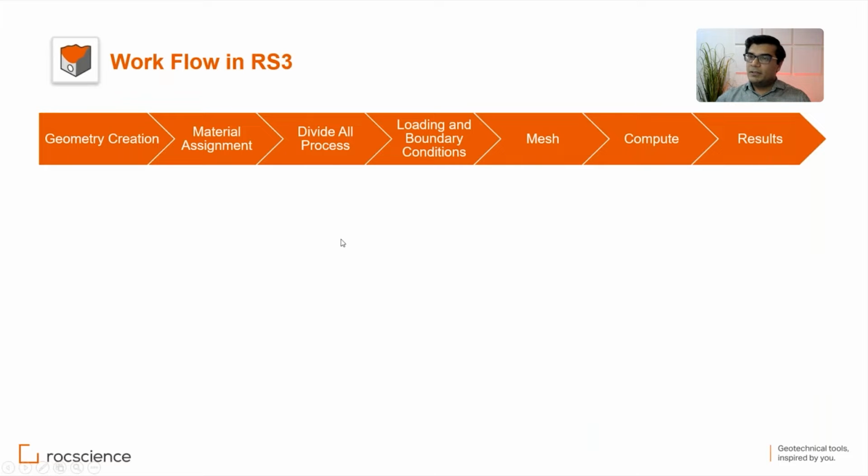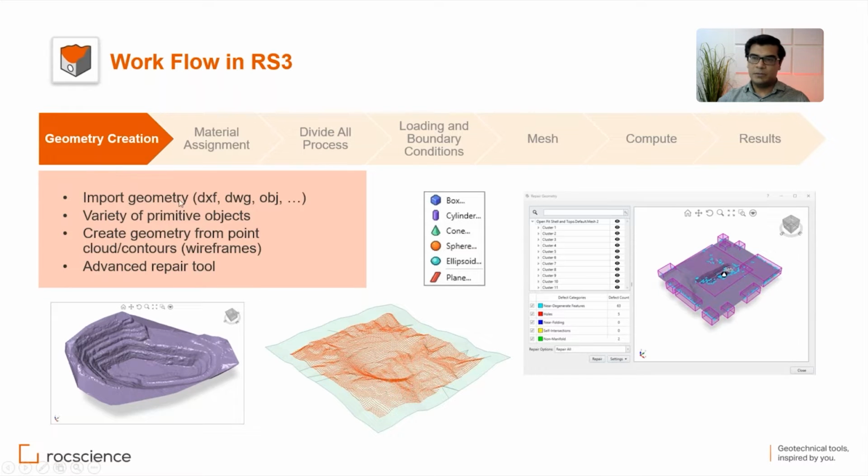Here you can see the workflow for model creation in RS3. First step is geometry creation. You can create your geometry within the program with the tools that we have, or if you already have the geometry, you can import it to the program. We have a powerful repair tool. It can check your geometry, find all the defects in the model that you imported and repair it for you.